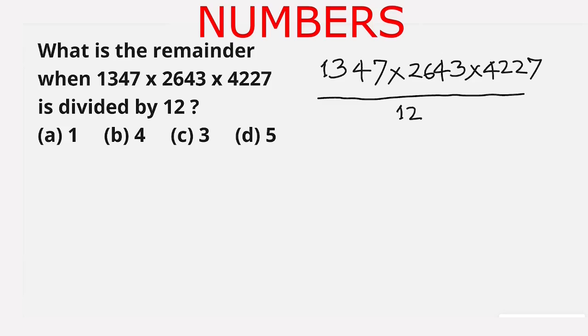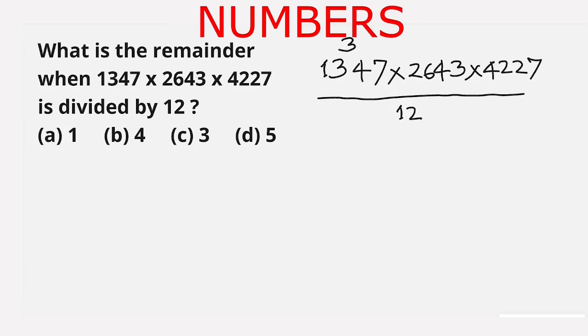If we divide 1347 by 12, then 12 times 1 is 12, 13 minus 12 is 1, we carry 4, so it becomes 14, and 12 times 1 is 12, 14 minus 12 is 2, we carry 7, and 27, 12 times 2 is 24 and 27 minus 24 is 3. So the remainder will be 3 when 1347 is divided by 12.